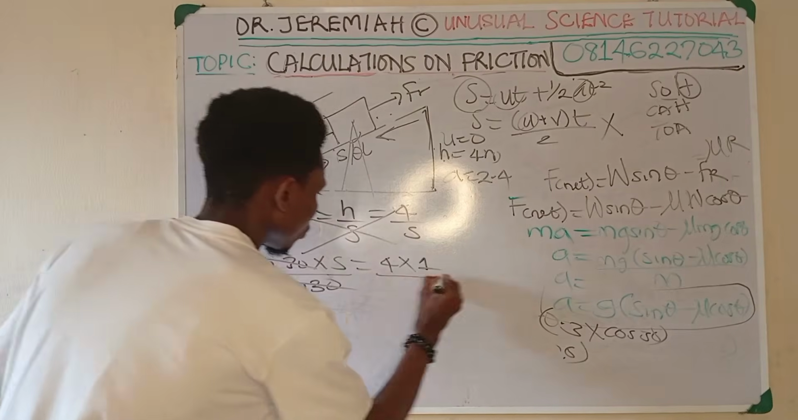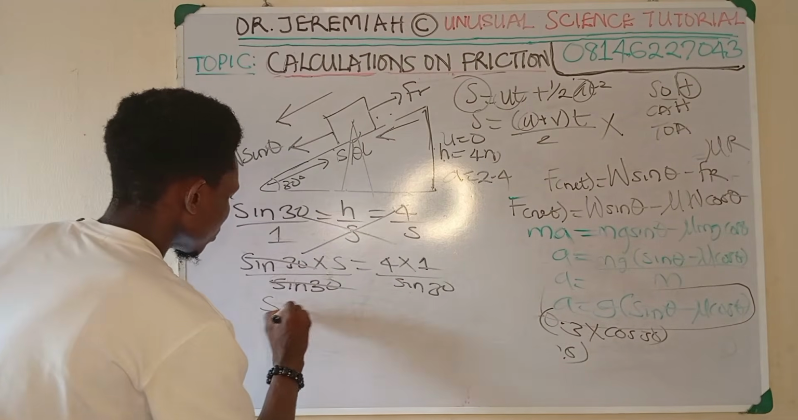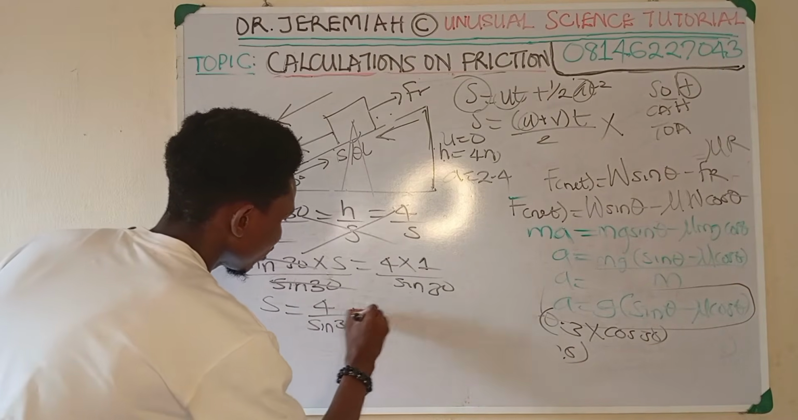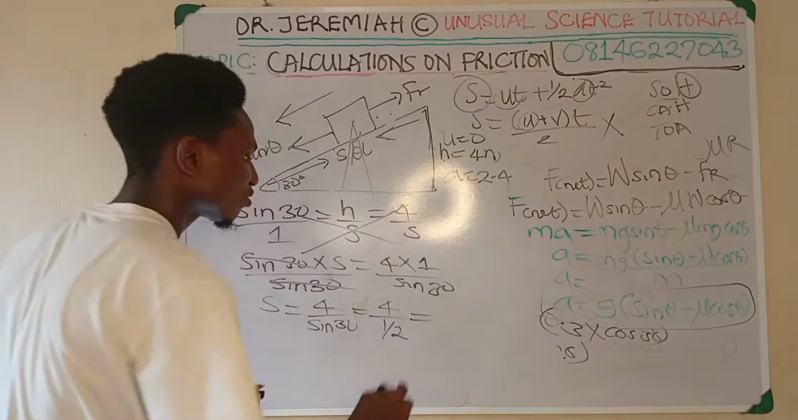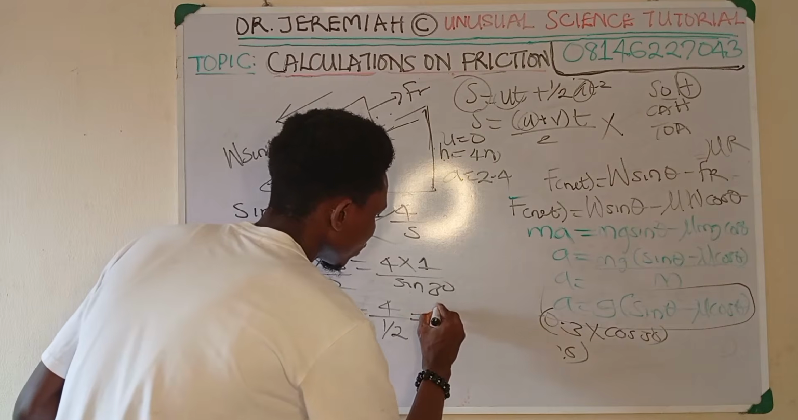Now divide both sides by sine 30 to make s stand alone. It's going to cancel out, and you're going to get s equal to 4 over sine 30. Now what is sine 30? Sine 30 is 1 over 2. As a physics student, you know this even if they wake you up from sleep. So 4 divided by 1 over 2.